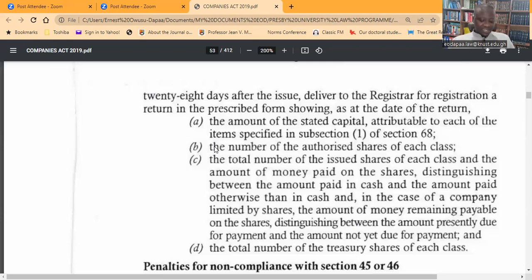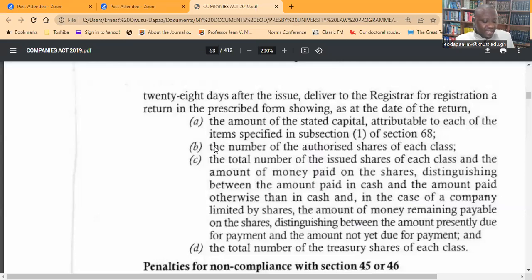And then 68 1B, total value of consideration. So the non-cash payment, because the non-cash payment is also payment. So if you've issued shares, someone has given you 10 acres of land as a payment. The 10 acres of land, for example, have to be valued. And when that is valued, that will come under what section 68 1B is talking about as forming part of the stated capital. So the value of the non-cash payment is another component of the stated capital.